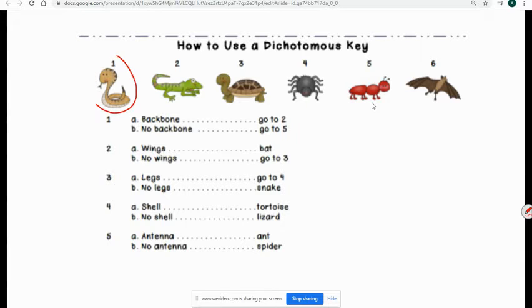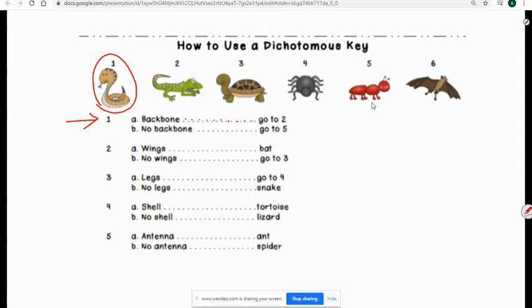So looking at the first animal number here. To start the dichotomous key, we're going to start at step 1 right here. And we look at 1A versus 1B. So for 1A, does it have a backbone or does it not have a backbone? Looking at the organism that we have here, it is sitting upright, so we can kind of tell that it does have a backbone. So yes, it has a backbone, so we're going to follow 1A to the instructions that it gives us. And it tells us go to step 2.